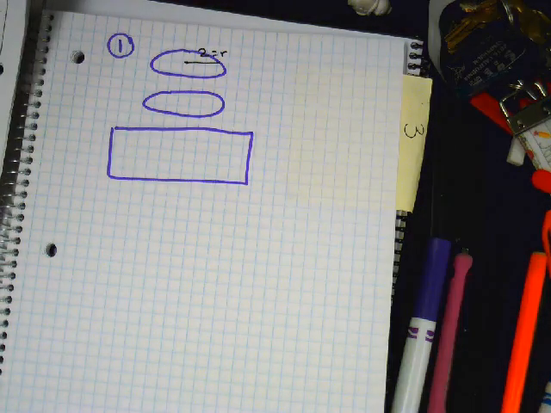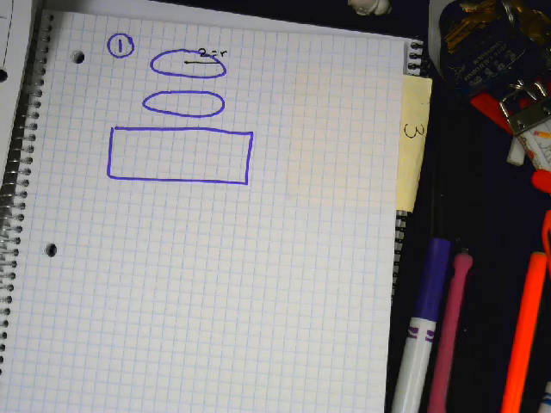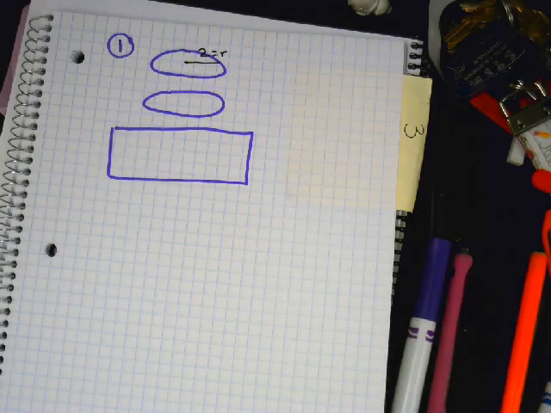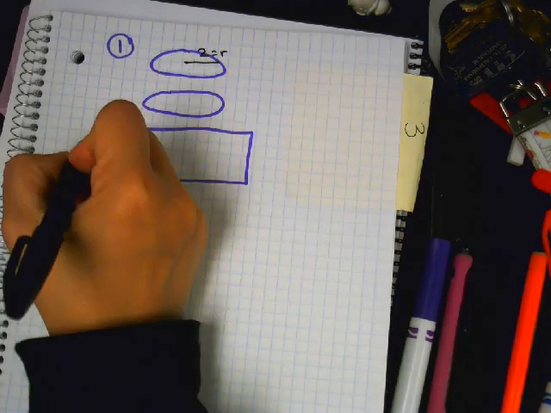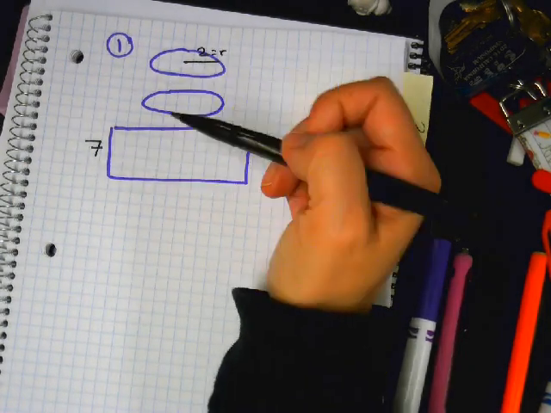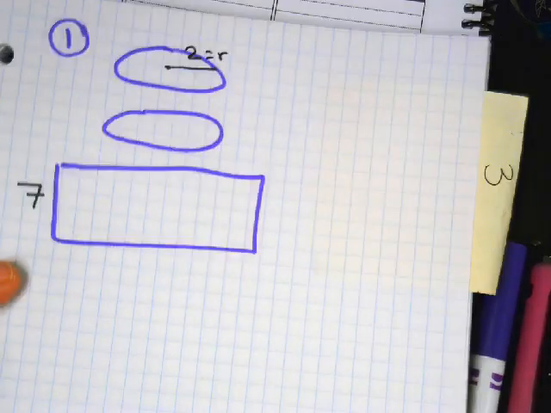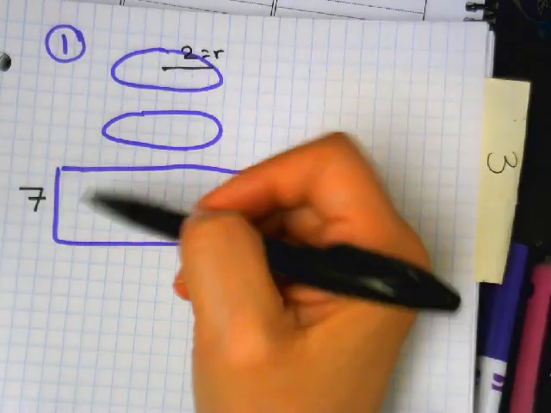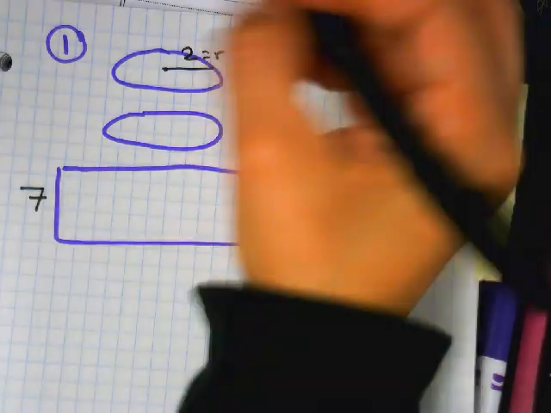What's the other number that they gave us? 7. And what does that represent? The height of your rectangle. So they gave us 2 and 7, and that's it. They don't give us a lot of information, to be honest. 2 and 7. Okay, so let's find the area of the circle.